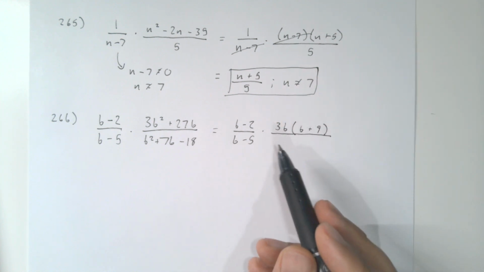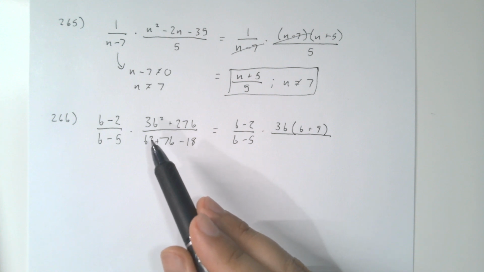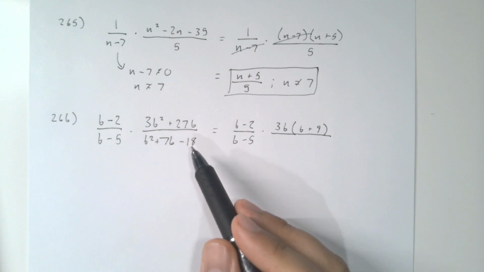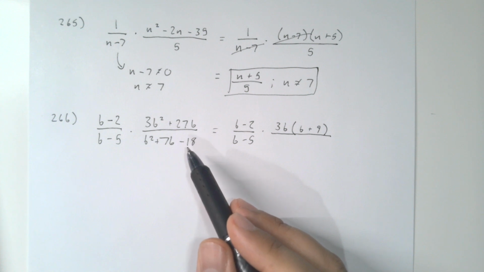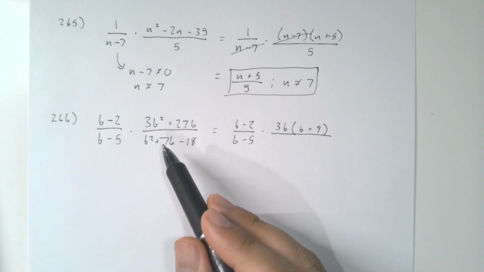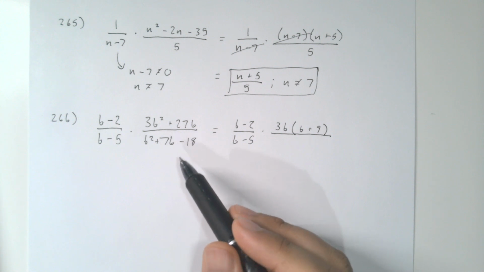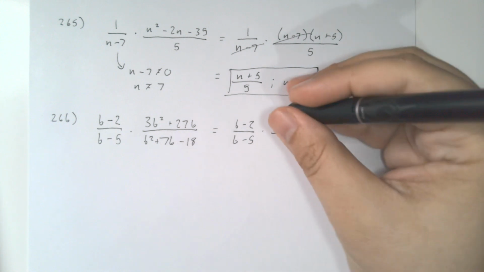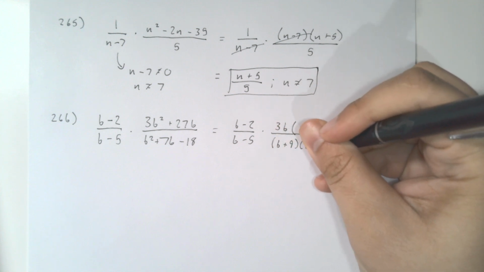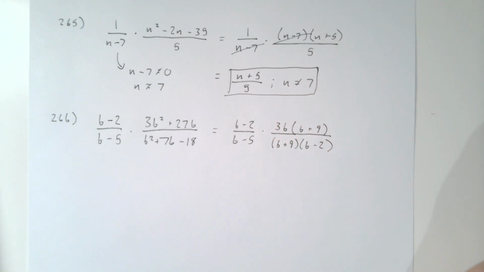Now, what about the bottom? Well, we have b squared plus 7b minus 18. We want to find two numbers that multiply to negative 18 but add up to positive 7. That would be positive 9 and negative 2. So we have b plus 9 times b minus 2.